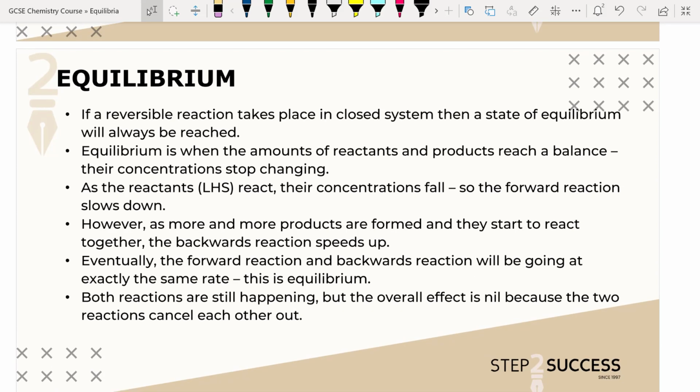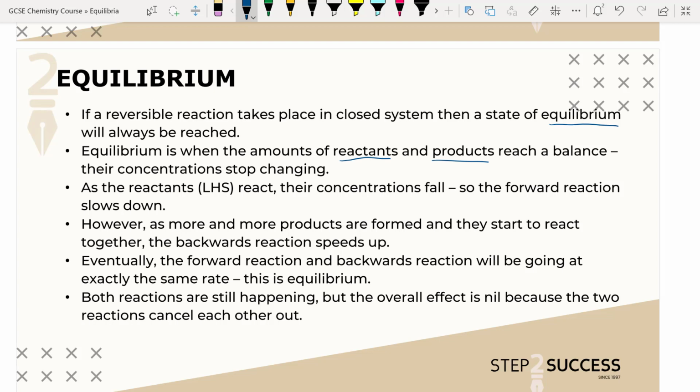So, if a reversible reaction takes place in a closed system, a closed system just means one in which nothing can escape. So everything that you make stays within that same reaction vessel, which means that it can then react with itself to then go back to making what we started with. And in that situation, with a reversible reaction, a state of equilibrium will always be reached. Equilibrium is when the amounts of reactants and products reach a balance. So the left-hand side and the right-hand side reaches a balance, and their concentrations stop changing.